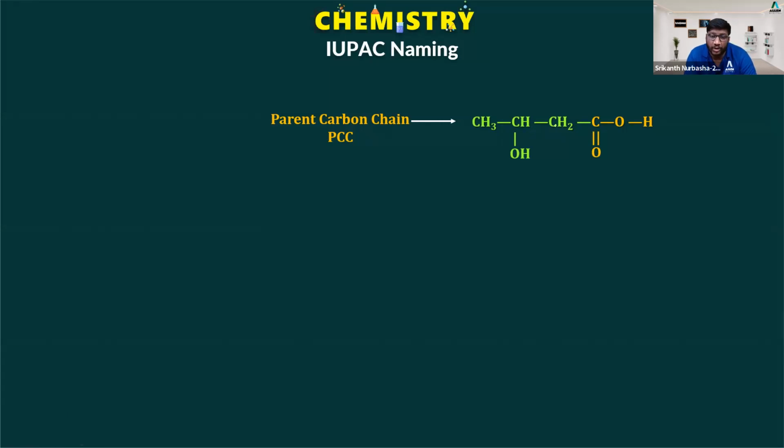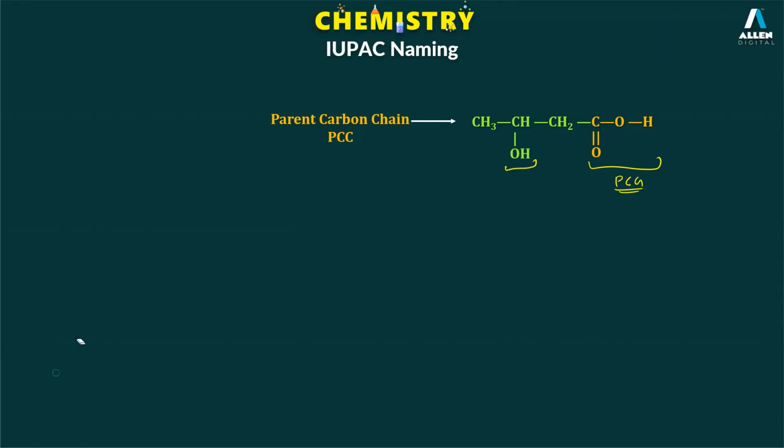With the knowledge you already have, we have to select the parent carbon chain. We have to look for the principal functional group. We have a carboxylic acid group and an OH. So the principal functional group should be the carboxylic acid group. It has to be given the highest priority. The OH substituent has to be taken as hydroxy, butyric acid, yes or no? Numbering, how do we have to give?